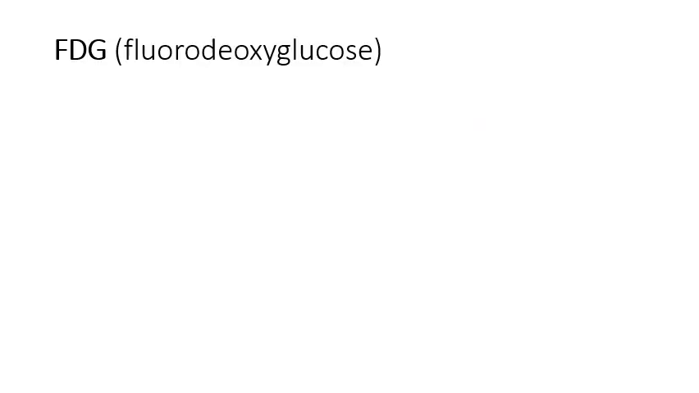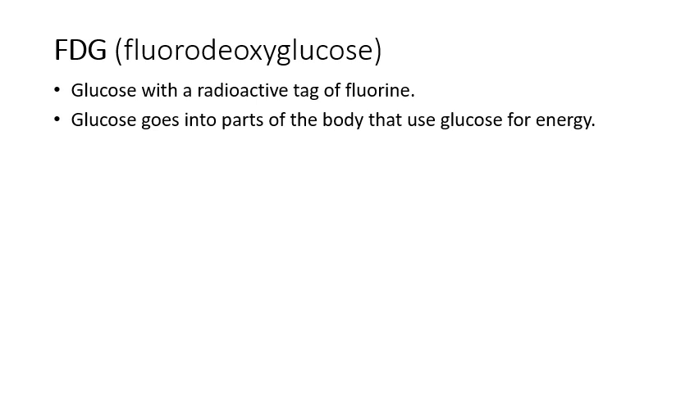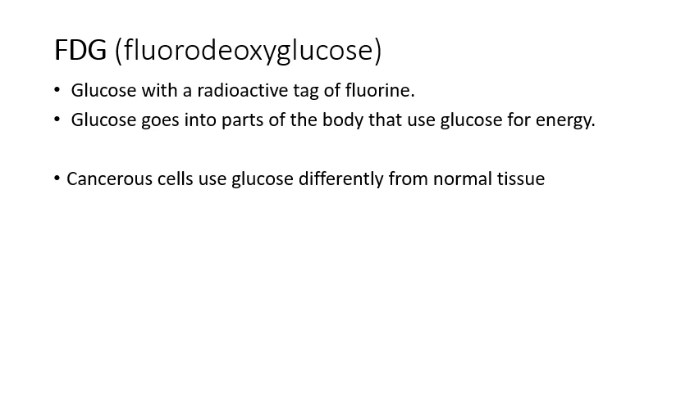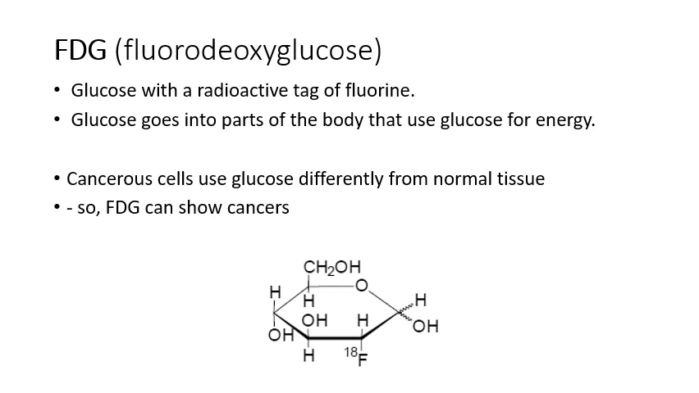The next term is, we talked about this one already, the fluorodeoxyglucose. So as long as you know it's FDG, you're fine. So this is basically just our glucose with a radioactive tag of fluorine. And we know already that it goes into the parts of the body that use glucose. Well, all the cells are going to use glucose, but it'll be taken up much more quickly in areas that use high amounts of glucose. And we talked about this already, how cancerous cells use glucose differently. They just gobble it up really, really quick. So we can use it to show cancers. And you already have this diagram where we show the fluorine there as a substitute to where the OH group would be.